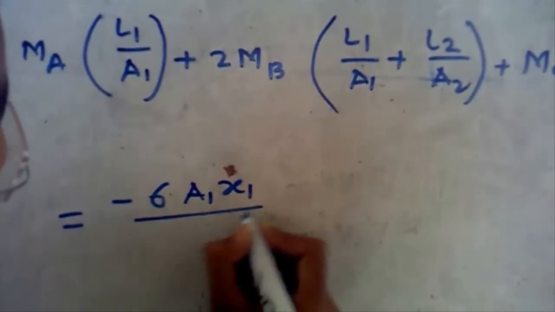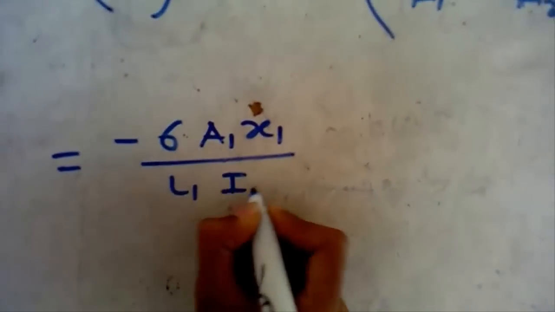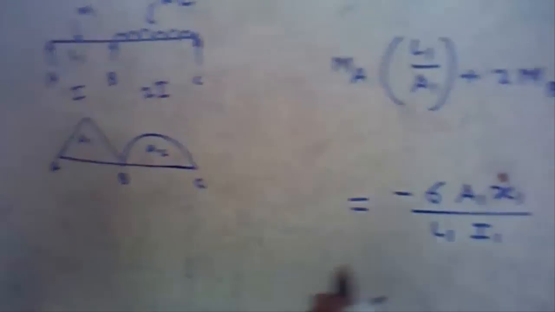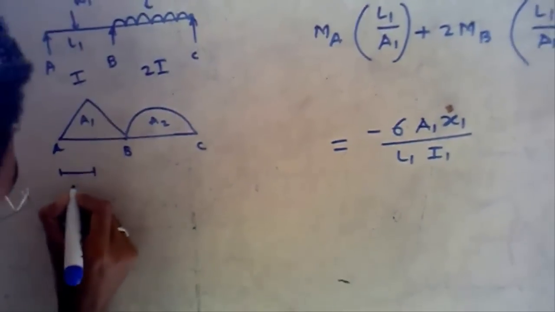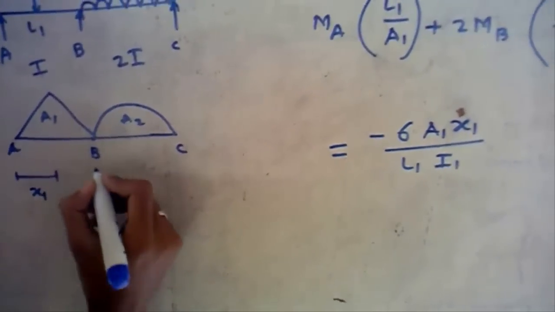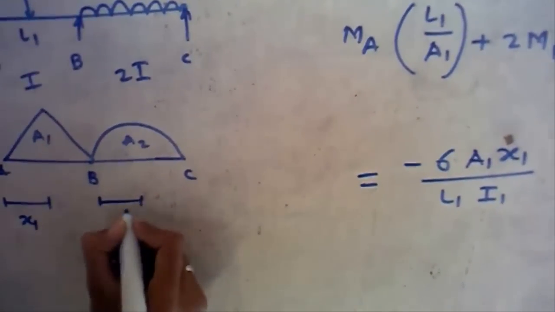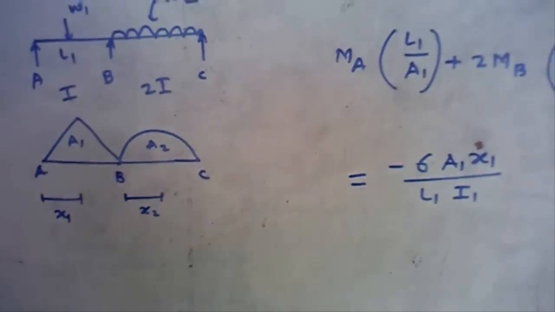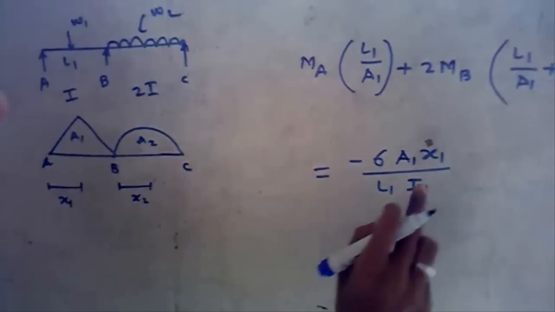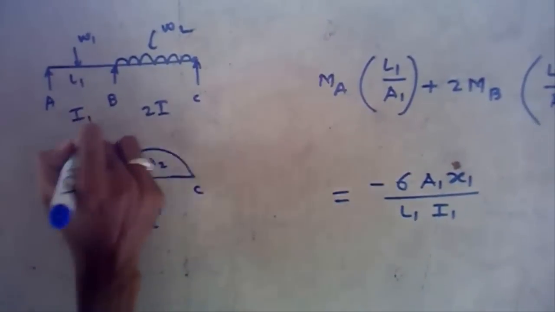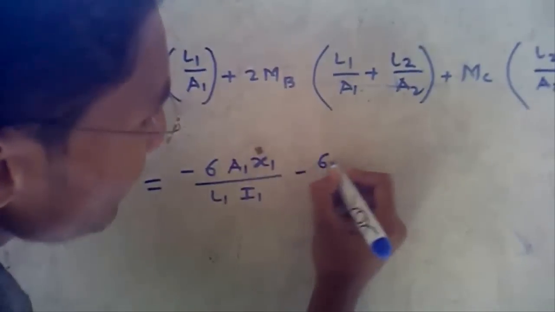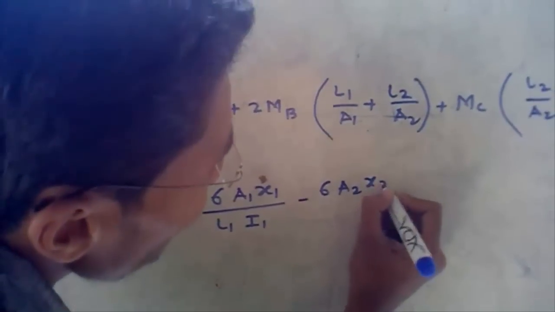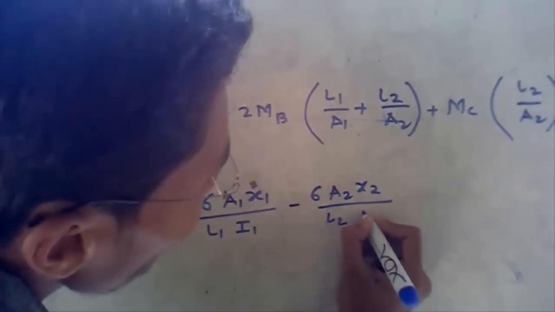X1 divided by L1 into I1, where A1 is the area of this particular bending moment diagram, X is the distance from this point to the middle of this point, X1, and X2 is from this point to this point, X2. L1 is the distance of this span and I1 is the moment of inertia of this span. Minus 6 A2 into X2 upon L2 into I2.